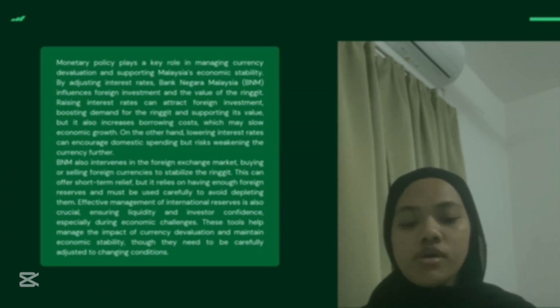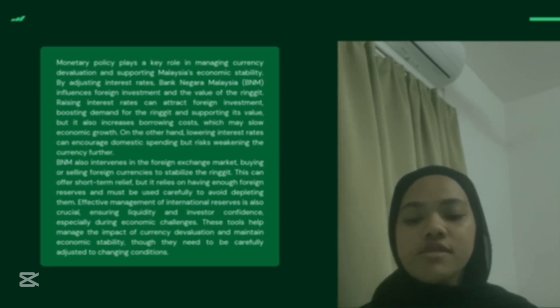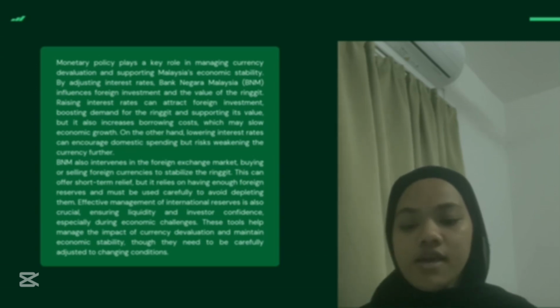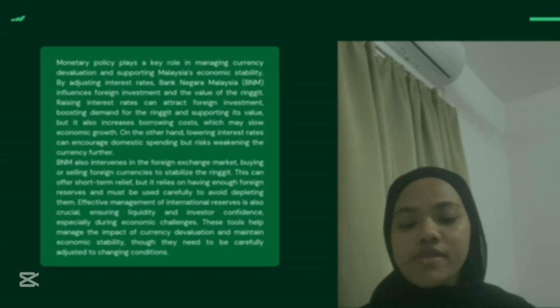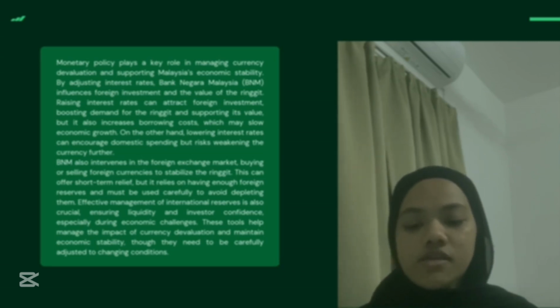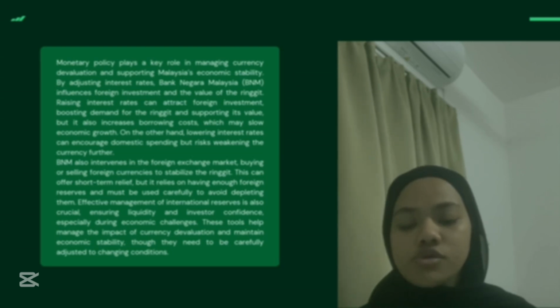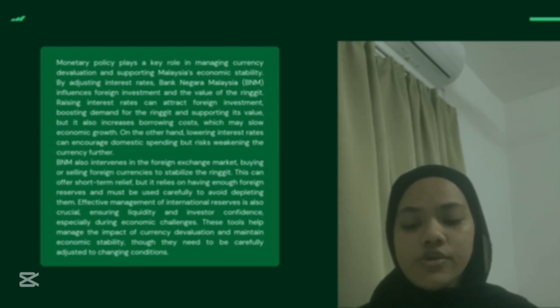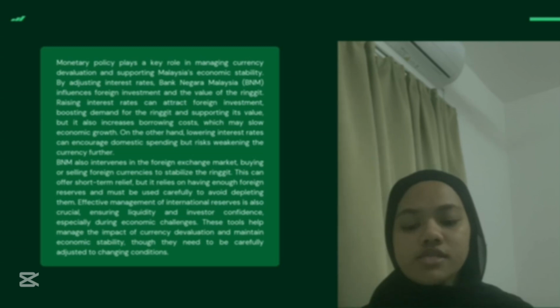On the other hand, lowering interest rates can encourage domestic spending, but risks weakening the currency further. BNM also intervenes in the foreign exchange market, buying or selling foreign currencies to stabilize the ringgit. This can offer short-term relief, but it relies on having enough foreign reserves and must be used carefully to avoid depleting them. Effective management of international reserves is also crucial, ensuring liquidity and investor confidence especially during economic challenges.